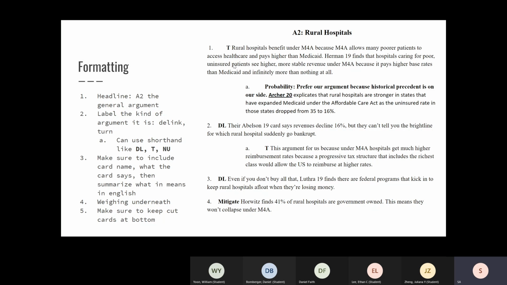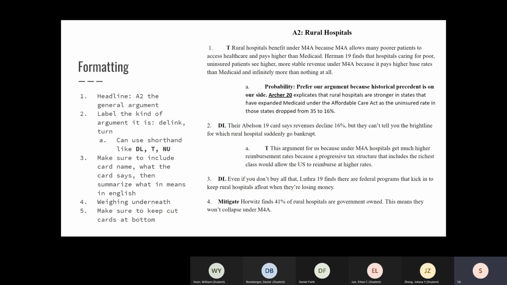And then after that, you generally want to do weighing underneath. Although if you don't have time or, I don't know, you're just a lazy prepper, this is probably the least important part. The most important part is just to make sure you have the responses. But if you have time afterwards, probability is always good. Weighing is also always good. And like we talked about weighing, it's just why is my argument more important than my opponent's, right?